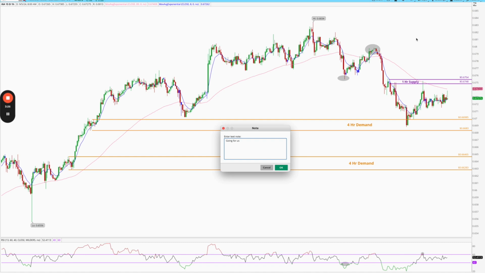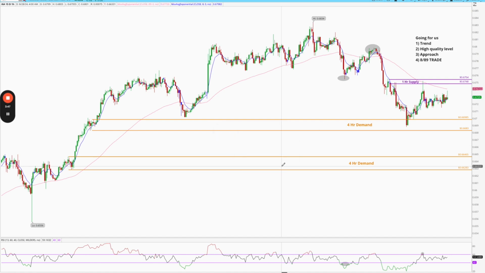Going for us, number 1, the trend. Number 2, high quality level. And number 3, the approach was good. That's the kind of approach we want to see into our levels. And number 4 was we had an 8 and 89 trade. So we've had those things going for us. But going against us, we had multiple tests. Number 2 was RSI above 60.